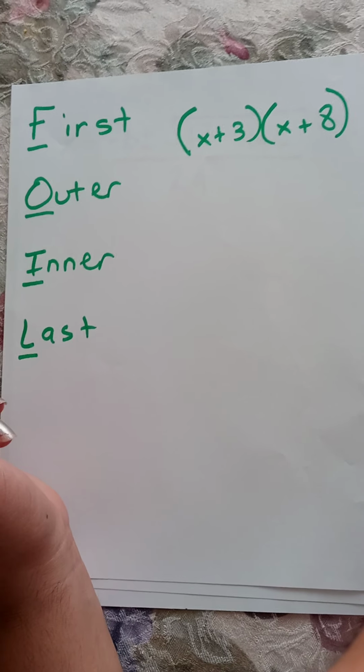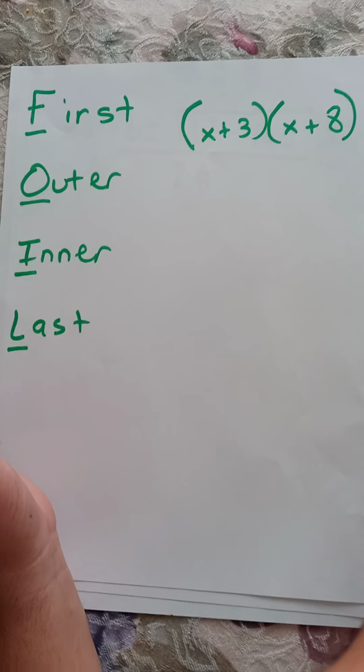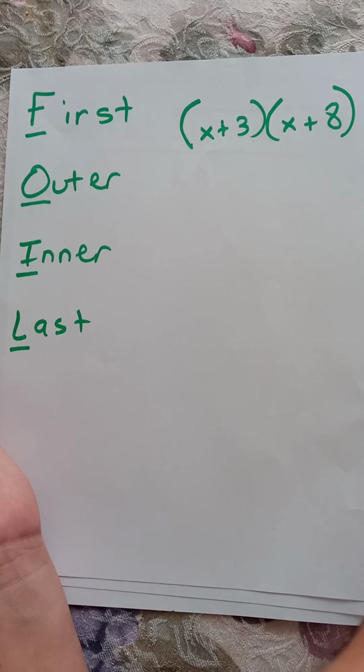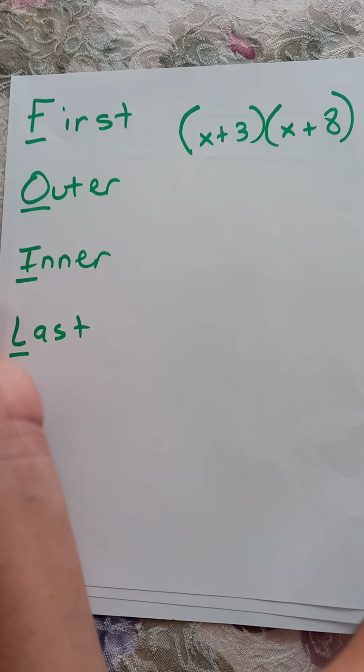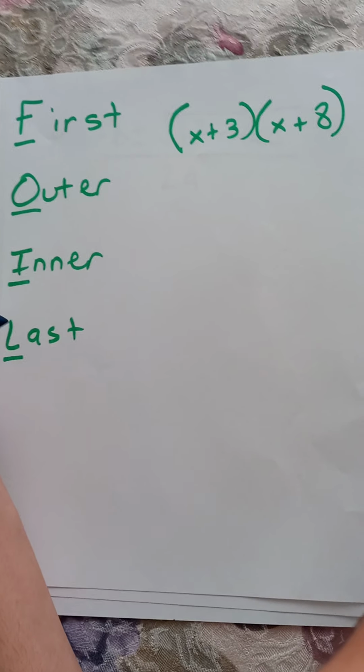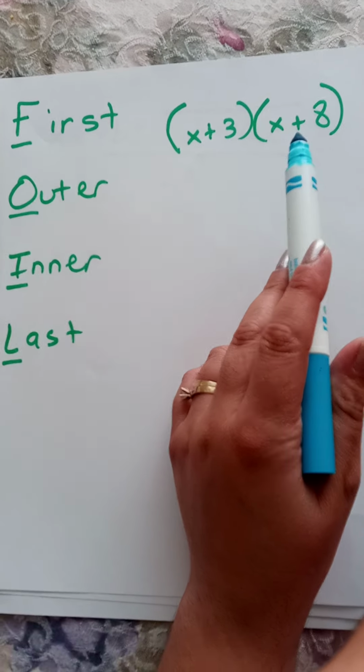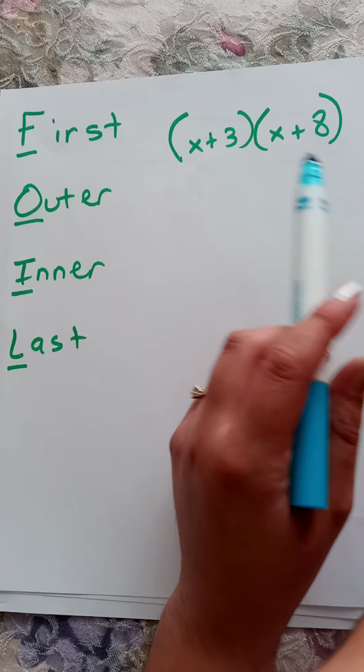Today I wanted to talk about the FOIL method and also the quadratic formula. So the FOIL method goes like this. You go first, outer, inner, last whenever you're given problems like this. So let's start with this problem.